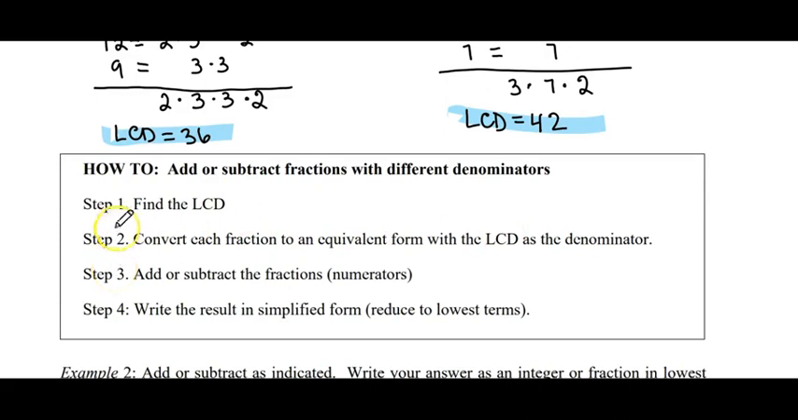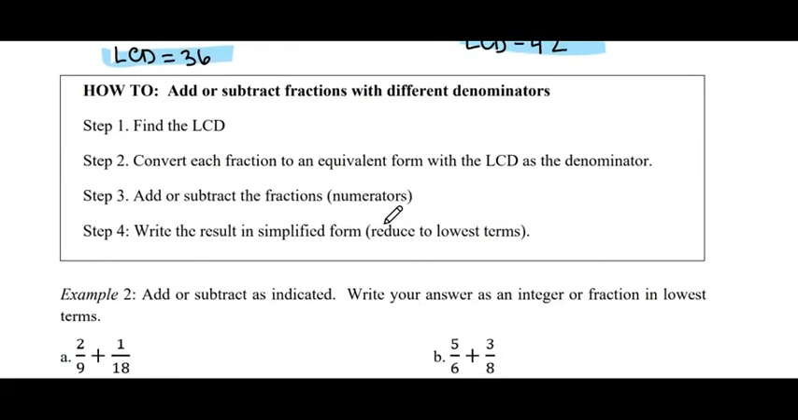Step number three, so after step two, you will have the same denominator. So you will have two or three fractions with the common denominator. And then steps 3 and 4, we already know what to do. Add or subtract the fractions' numerators, keep the denominator the same. And then step number 4, write the result in simplified form, meaning reduced to lowest terms. So steps 3 and 4 we've already practiced. We just did step number 1. So the only new step is going to be step number 2, practicing how to convert each fraction to an equivalent form with the LCD as the denominator.